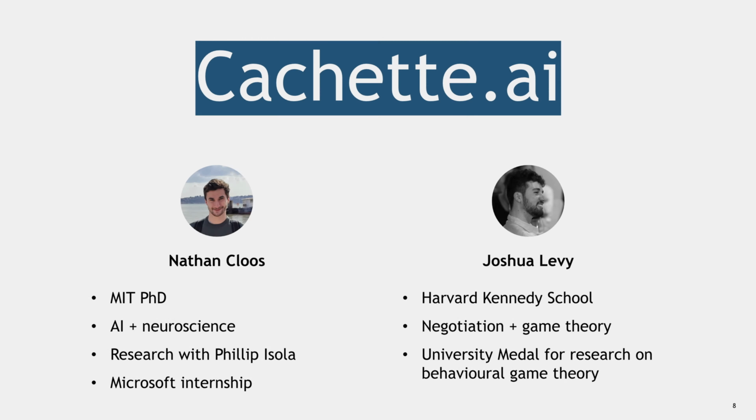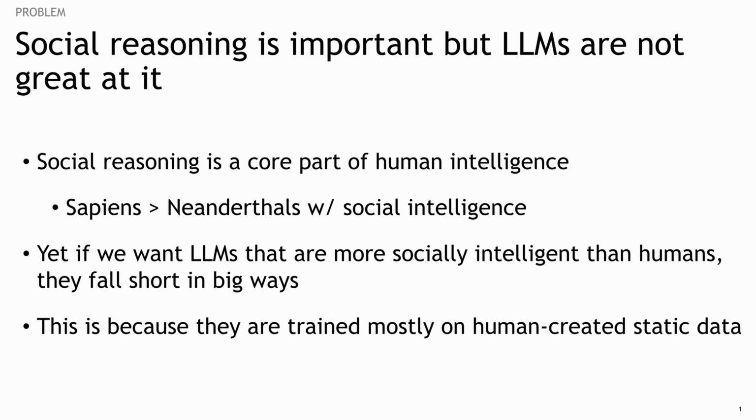So social reasoning is a really important part of human intelligence. For example, Homo sapiens actually outcompeted Neanderthals despite having a smaller brain through better social intelligence. Yet, at the moment, LLMs really fall quite far short of human social reasoning. In particular, theory of mind, emotional intelligence, and also ability to negotiate. This is in part because they're trained mostly on human-created static data as opposed to rich social environments.